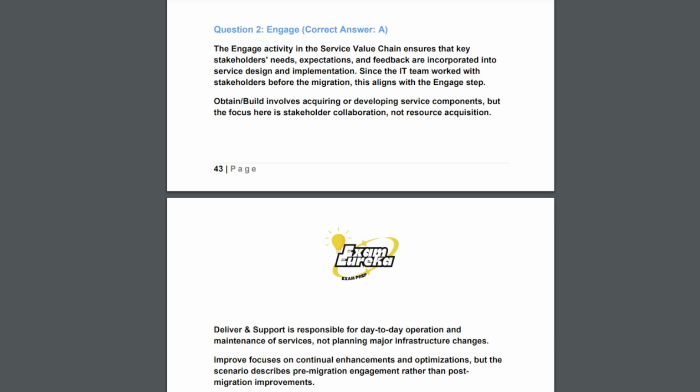Obtain/build involves acquiring or developing service components, but the focus here is stakeholder collaboration and not resource acquisition. Similarly, deliver and support is responsible for day-to-day operation and maintenance of services, not planning major infrastructure changes. And finally, improve focuses on continual enhancements and optimizations, but the scenario describes pre-migration engagement rather than post-migration improvements.